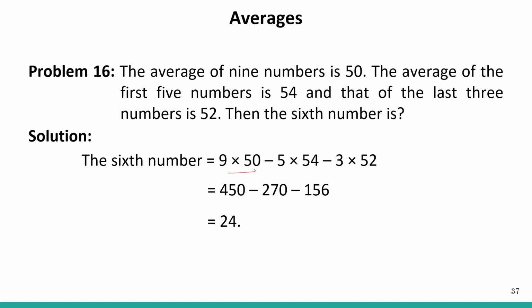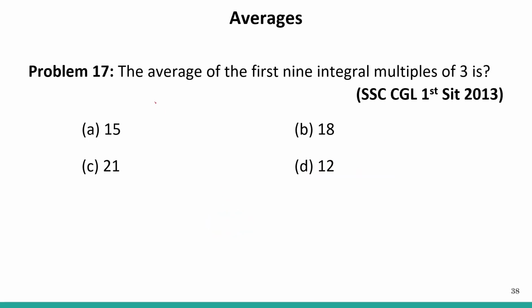So 9 into 50 minus 5 into 54 minus 3 into 52. This is the average of the last 3 numbers, average of the first 5 numbers and average of the first 9 numbers, or whole 9 numbers, is equal to this much, that is 24. So the average of the first 9 integral multiples of 3 is equal to what? 15, 18, 12 or 21. Let's see which among these 4 is actually correct.